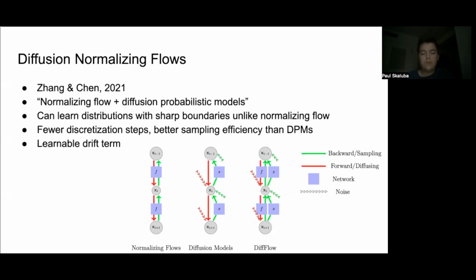While for diffusion normalizing flows, there is a stochastic differential equation that looks very similar to what it would be for a diffusion probabilistic model, except that there's a learnable drift term. And what's interesting is that such models can learn distributions with sharp boundaries, unlike normalizing flows, but they use fewer discretization steps with better sampling efficiency than diffusion probabilistic models.